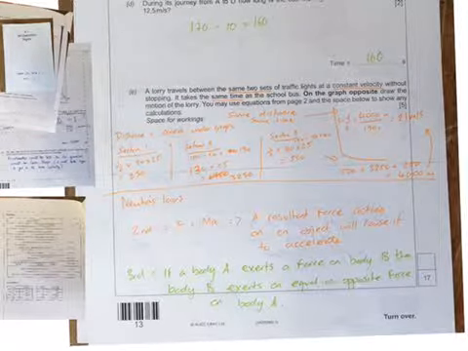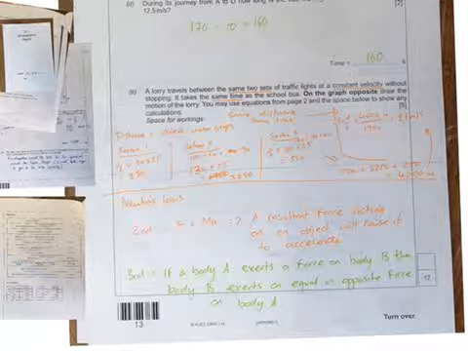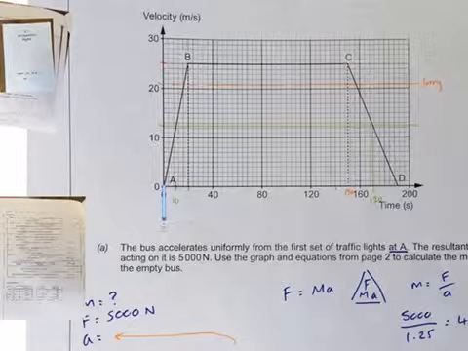A lorry travels between the same 2 sets of traffic lights at a constant velocity without stopping. It takes the same time as the school bus. On the graph opposite, draw the motion of the lorry. So what it's saying is the lorry is not actually stopping, whereas this bus stops there and then accelerates, goes in, and then comes back down.